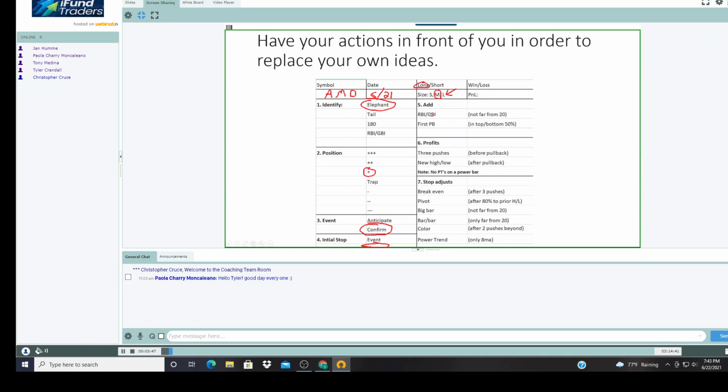Now, when you take your first add, did you add on your first red bar ignore? Did you add on your first pullback? Did it get that far? Did you take your 3 push profit or your new high profit, whichever ones show up, right? And then how did you trail out, right? And you might have a couple of these. You might have first been pivot stop, and then at the end, big bar. Did you have a win or loss? And then, you put in your profit and loss. But if you have a bunch of these, you've done the work.